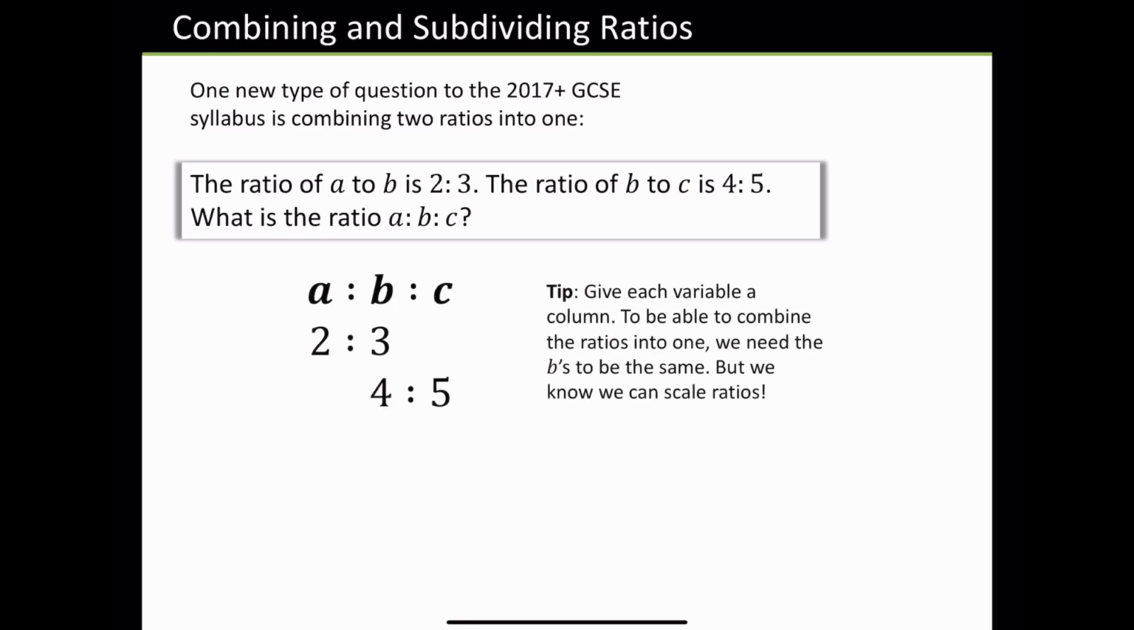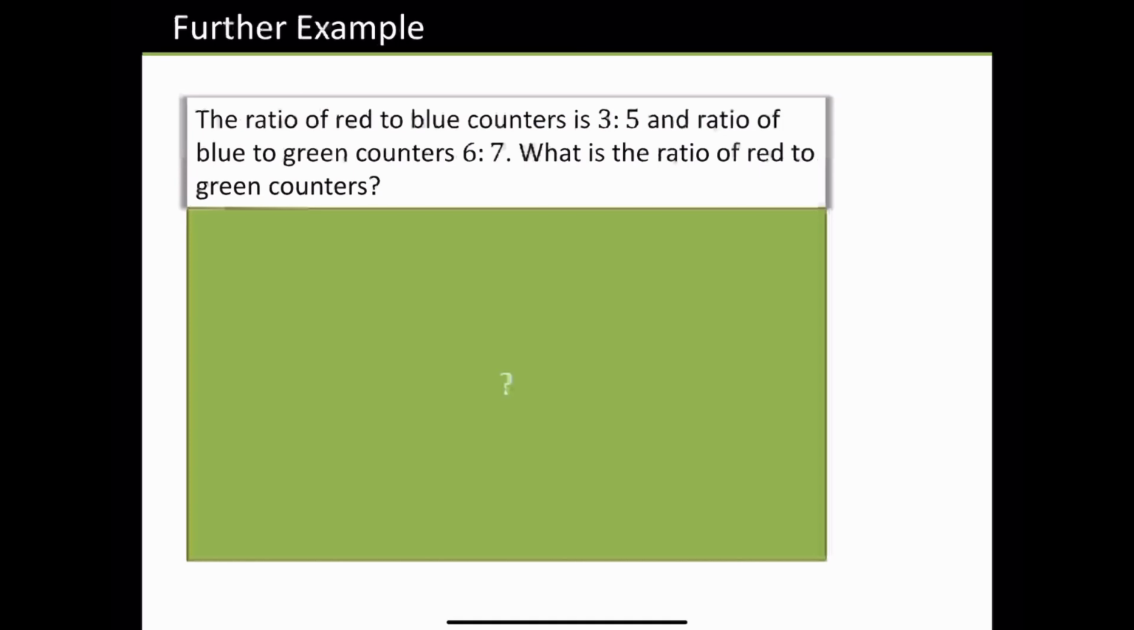You write one underneath the other, and what you're trying to do is work out the lowest common multiple. The lowest common multiple of 3 and 4 is 12. Because you multiplied this by 4, both sides of this ratio get multiplied by 4. But for the other ratio, they're going to be multiplied by 3. So this is why the ratio is 8 to 12 to 15.